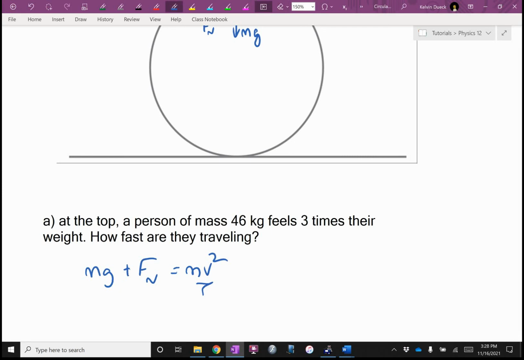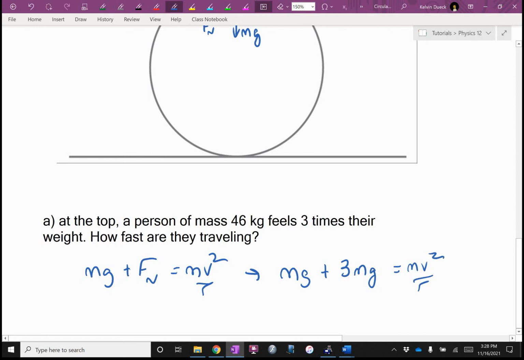What phrase haven't I used yet that this question gave me? So what's their normal force? More specific. I gotta be fussy. 3 times mg. You kept saying their weight, but their weight is mg. They're gonna feel 3 times their weight. In fact, it's gonna be mg plus 3 mg's equals mv squared over r.